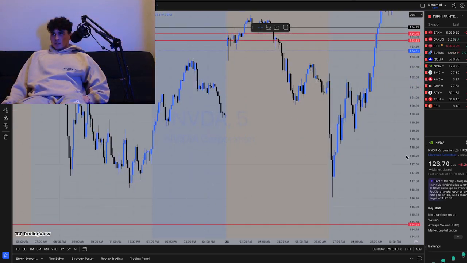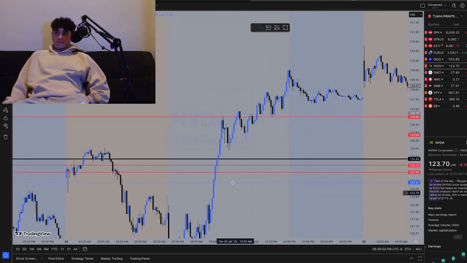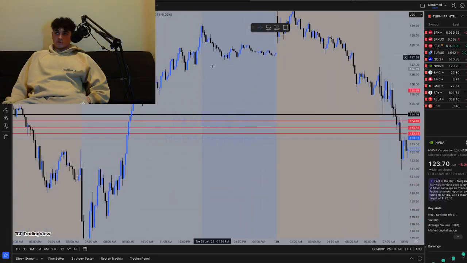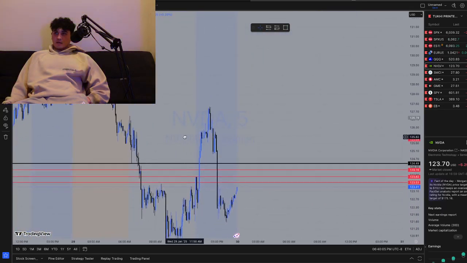But here's just a small example of demand. I know we're covering supply, but we can see a low being created, then led to a strong move to the upside. So we want to mark out that low, extend it out. We see price tap back into that demand zone, absolutely explode to the moon. So let's go ahead and look for a move to the downside.